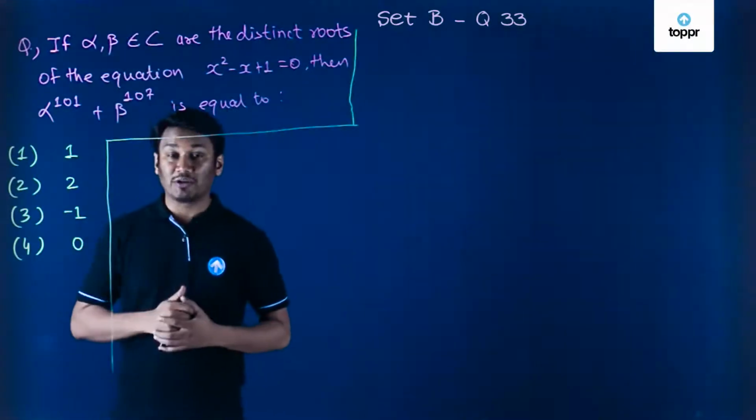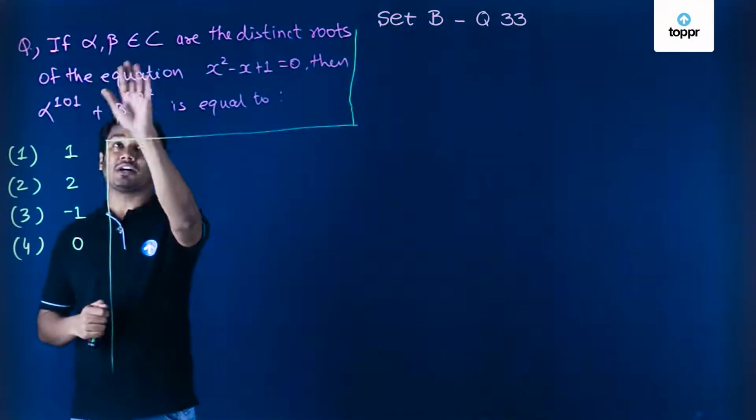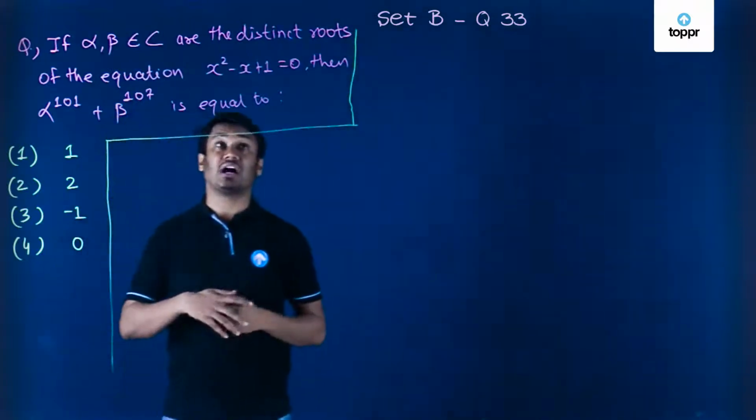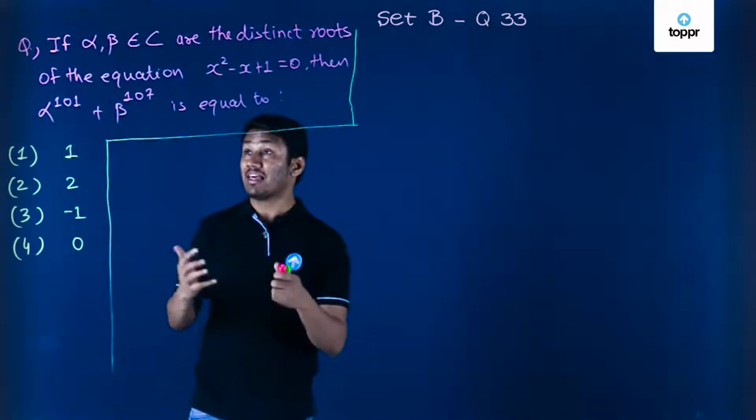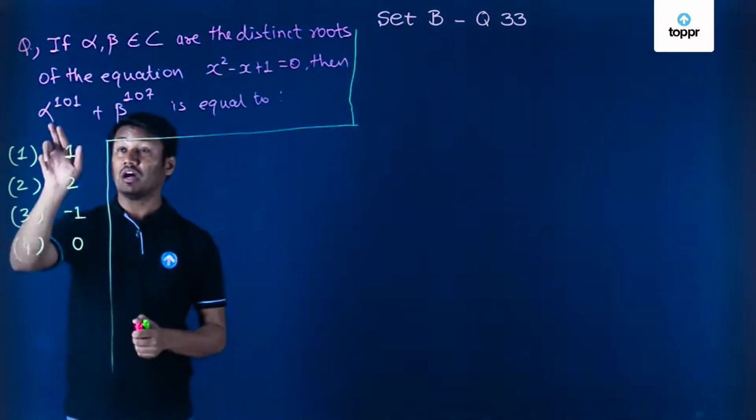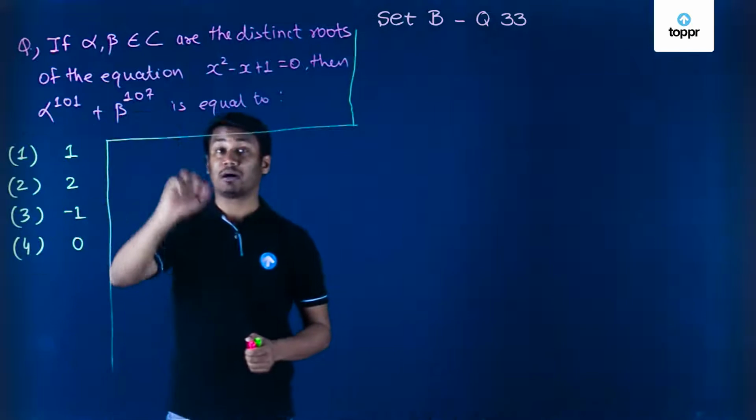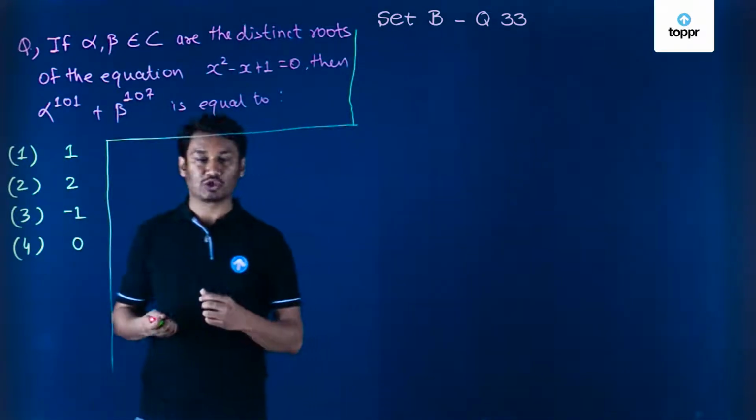A question on complex numbers says that if alpha, beta belonging to the set of complex numbers are the distinct roots of the equation x square minus x plus 1 equal to 0, then we have to find the value of alpha power 101 plus beta power 107. Let us see how do we solve this question.